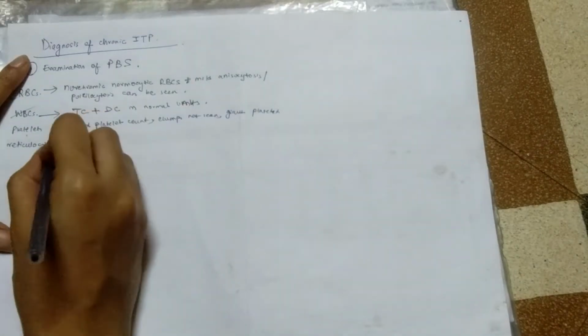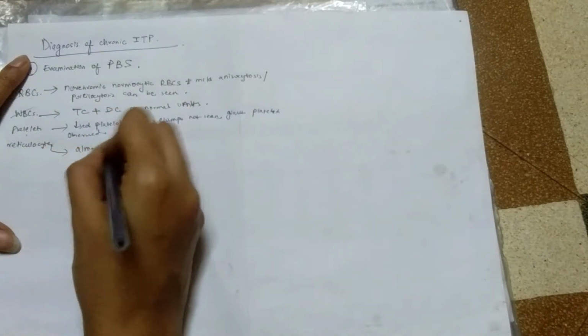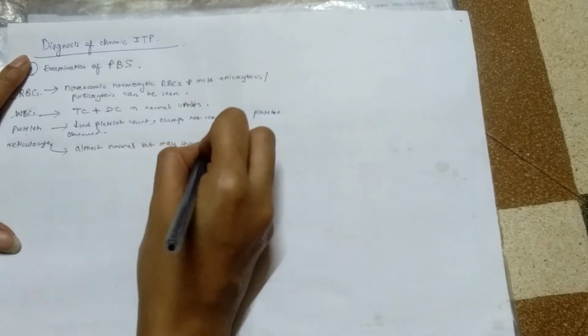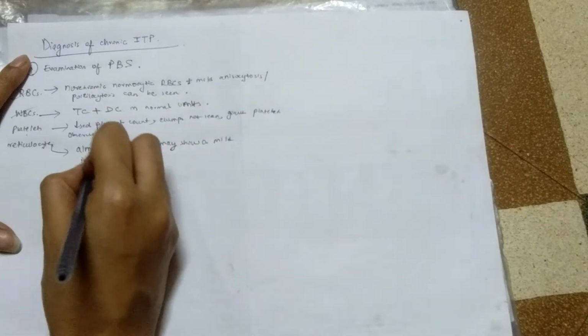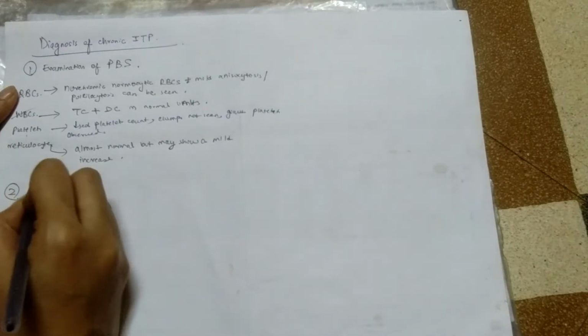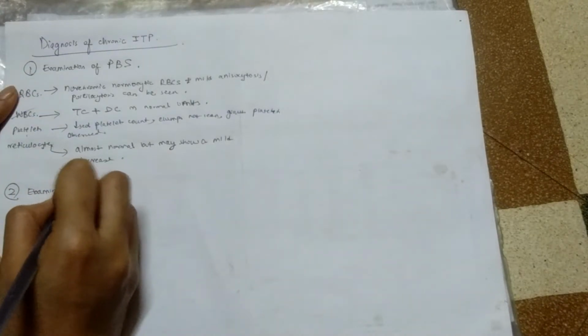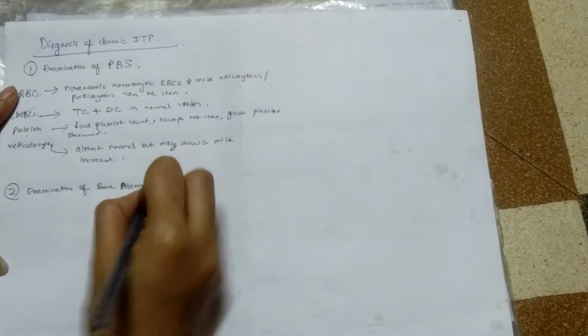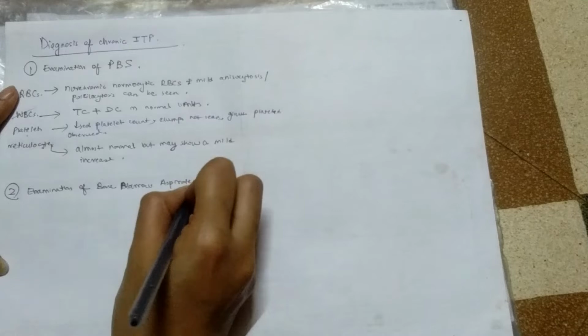What will happen to reticulocytes? Almost normal, but may show a mild increase. Correct? Next, examination of bone marrow aspirates. What are you going to see?